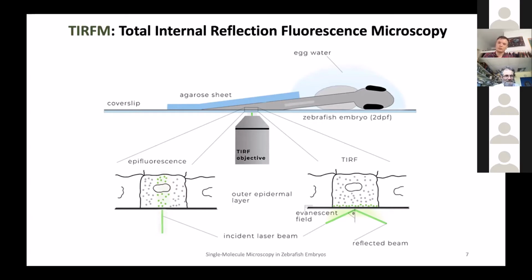And this is also our mounting setup. So basically, to push the tail towards the cover slip, we use the agarose sheet. So basically we limit any movement, and also the fish is anesthetized. So that guarantees the immobility of our embryo throughout the measurement. So this is the TIRF setup.